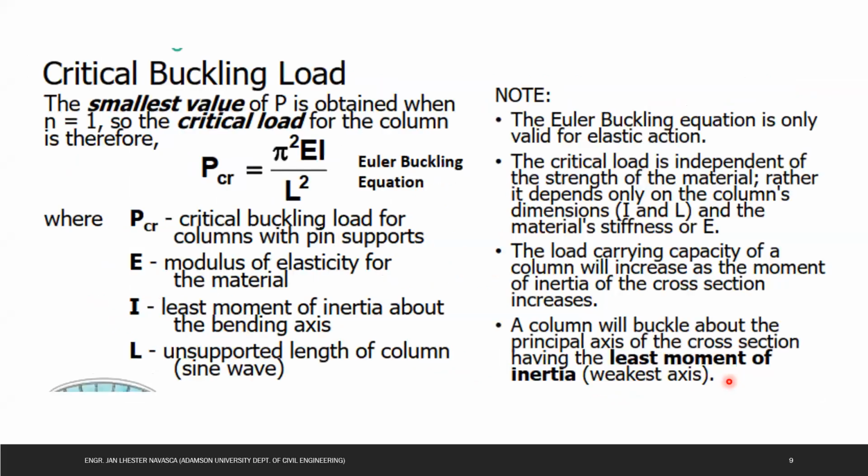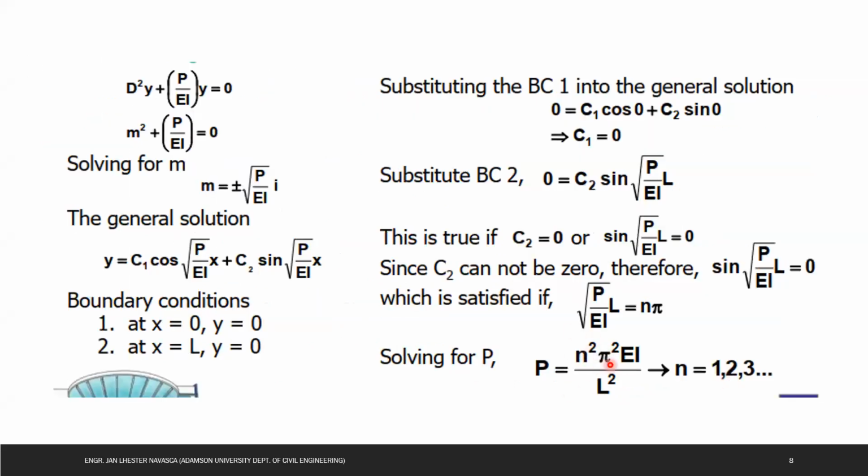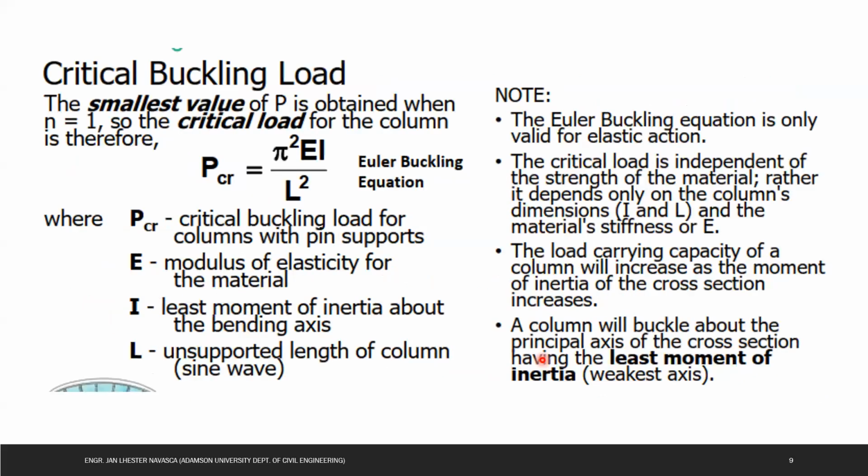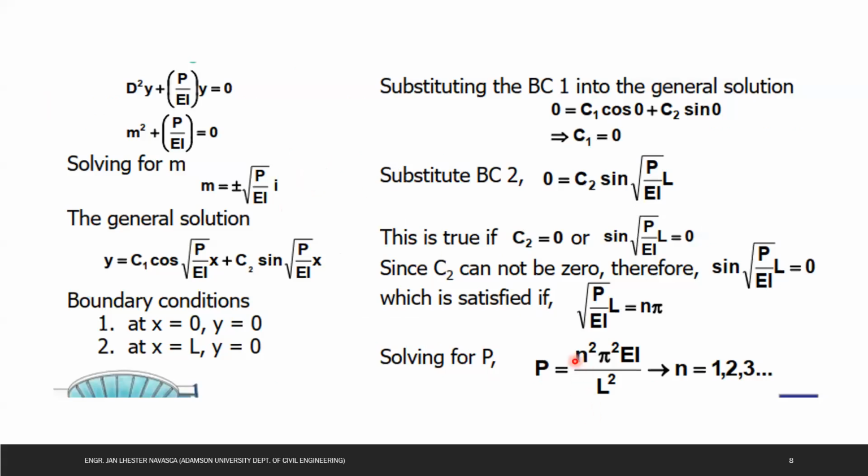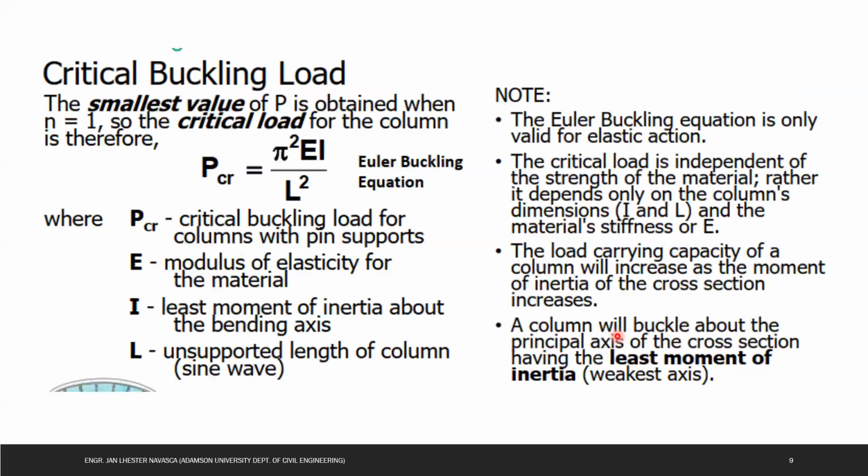The critical buckling load is the smallest value of P, which we can obtain when we let the n value be 1. So if we let n be 1, that is the smallest value of P, or the buckling load P. Therefore, the critical load for the column is pi squared EI over L squared. So the multiplier is 1, that is n equals 1, and what you have left is this term, pi squared EI over L squared.